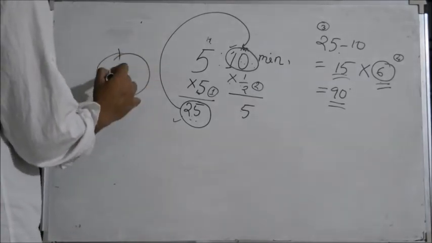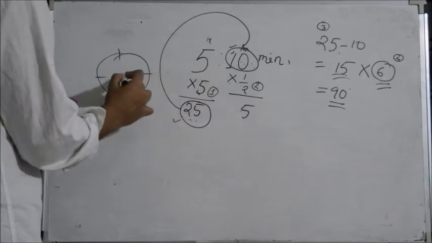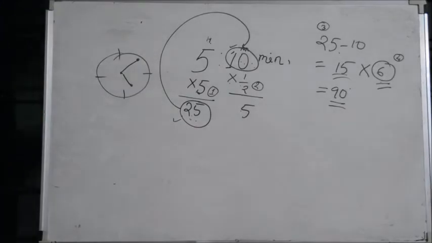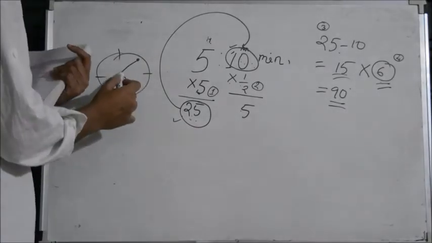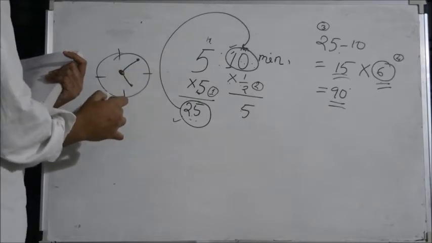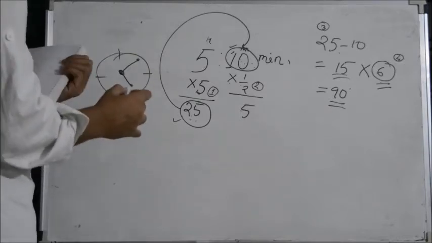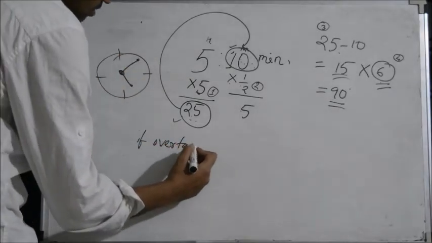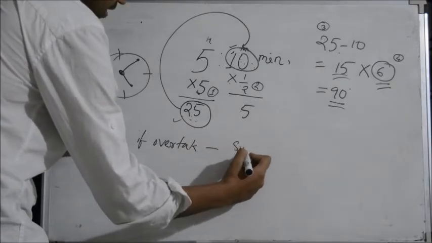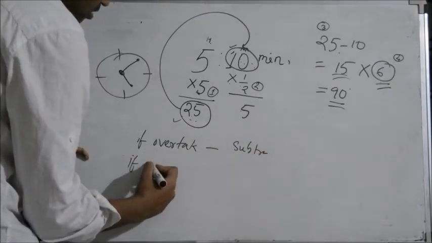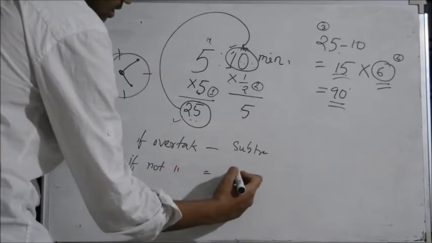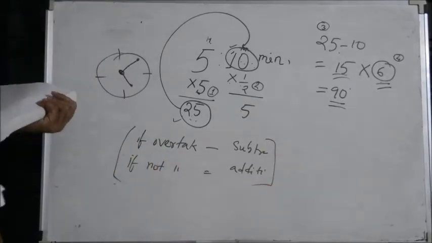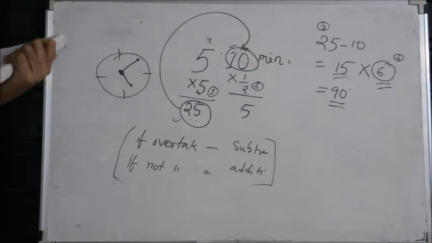In the clock, when it is 5 plus 10, 5 will be this and 10 will be here. When it is 5 plus 10, we will see if the minute hand is overtaking the hour hand. Is the minute hand overtaking the hour hand? No. If no, then we will add. If overtaking, then subtract. If not overtaking, then addition. Just remember these two steps. If overtaken, then we will subtract. If not overtaken, then it is addition.